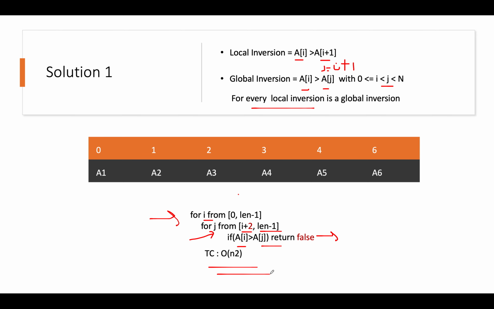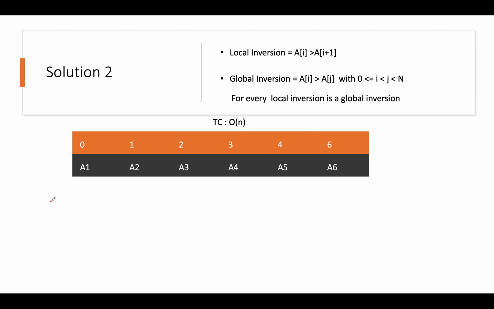Can we do something better than this? The answer is yes. Let's try to reduce the complexity from order of n square to order of n by doing some optimizations. So let's try this out. For i equal to 0, what comparisons are we interested in? We are interested in these many comparisons: 2 with index 2, 3, 4, and 5.